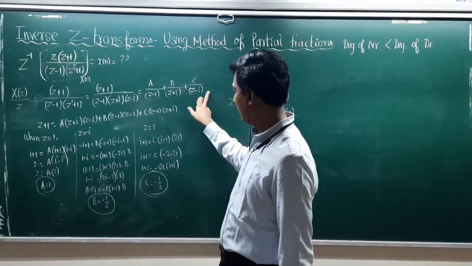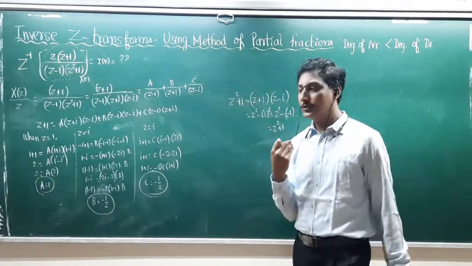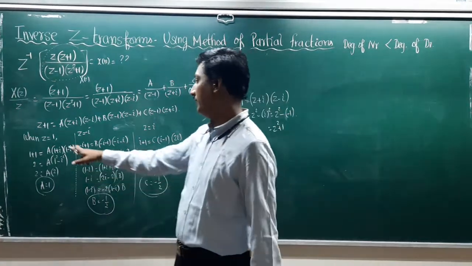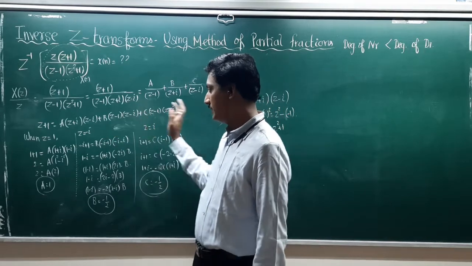c by z minus i is there. So z minus 1 is z plus i. So there are three possible cases. Z equal to 1, minus i, plus i. Substitute z equal to 1, we will get these two terms become 0. 1 minus 1 is 0, 1 minus 1 is 0. So this b and c become 0.